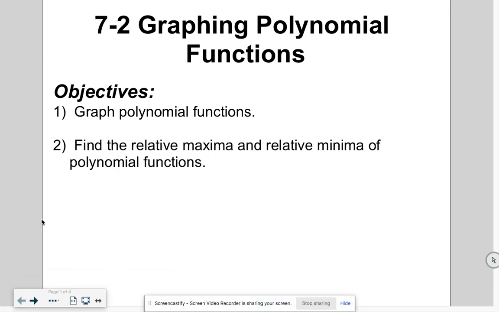Hi guys, so we're gonna do a little graphing today, so definitely have some graph paper and a calculator ready to go. We're gonna be graphing polynomial functions given some of the information that we learned about in the last lesson and by making a table of values. So let's start off with defining, we've got our objectives, graph the function, but we also need to know what is a relative maxima and relative minima of a polynomial function.